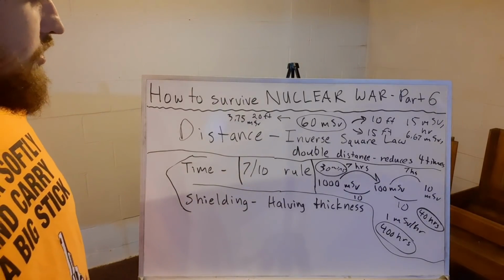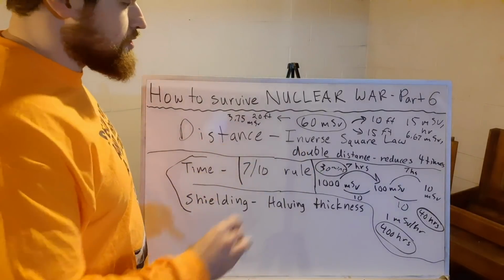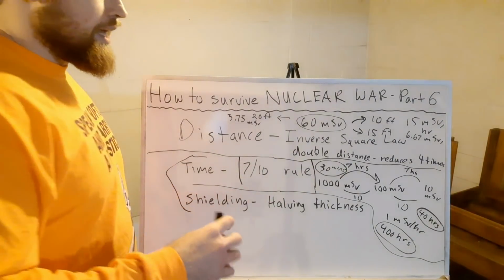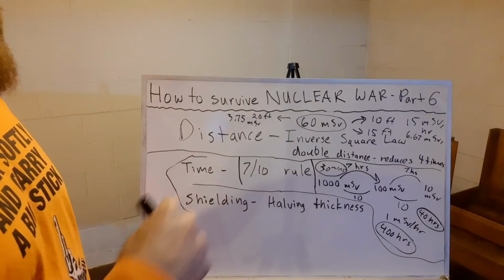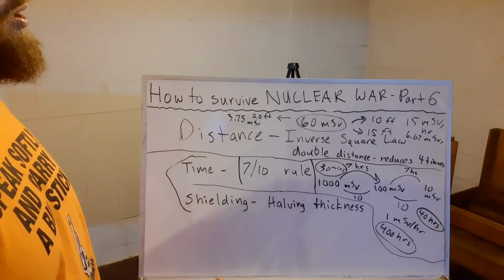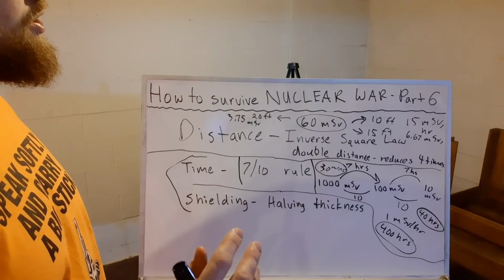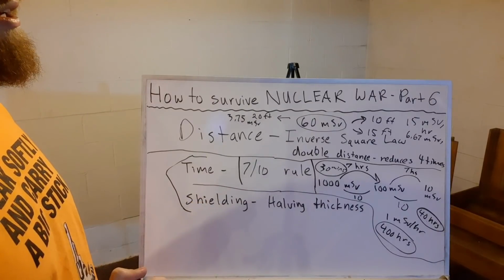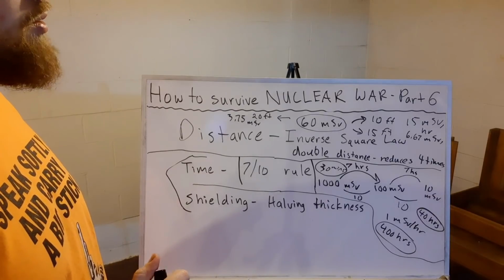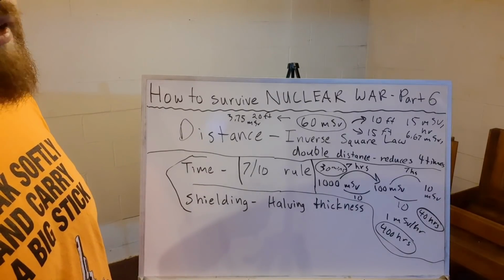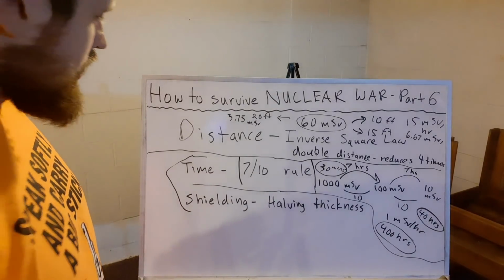So the first 48 hours are essential. And after the first 48 hours, you can go outside for limited periods of time. But really, you want to basically stay in your shelter for the first 2 weeks after a nuclear explosion. You want to stay in your shelter for like 90% of the time, okay?